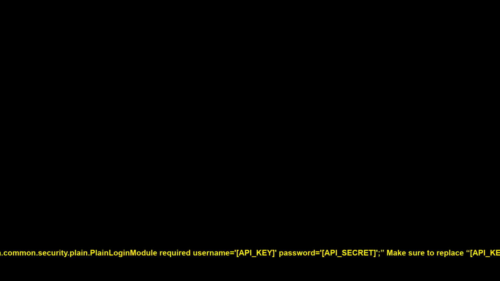Add the security.protocol property and set it to SASL_SSL. Specify the sasl.mechanism property as PLAIN. Then add sasl.jaas.config to include your API key and secret. Format the JAAS config as follows: org.apache.kafka.common.security.plain.PlainLoginModule required username equals.